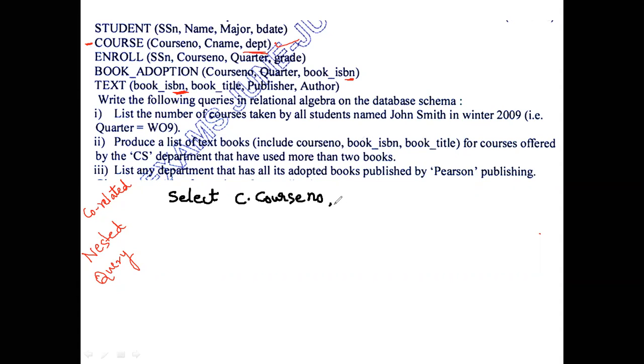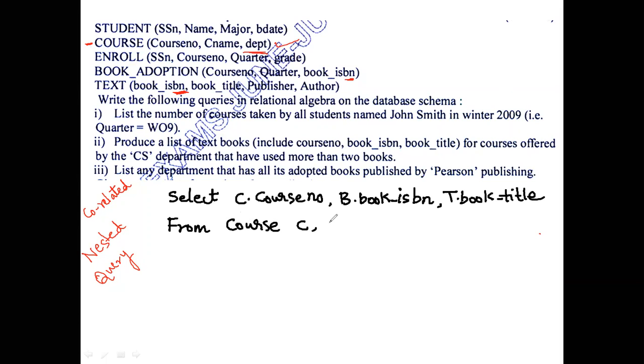Let us extract it from the book adoption table, so B dot book ISBN. Attributes which are common in many tables that we will be joining can be extracted from any table. And title is present in the textbook table, so T dot book title. So that becomes our select statement. And then next we shall write from. What are the tables we need? Course, so let us call this C. Then book adoption.